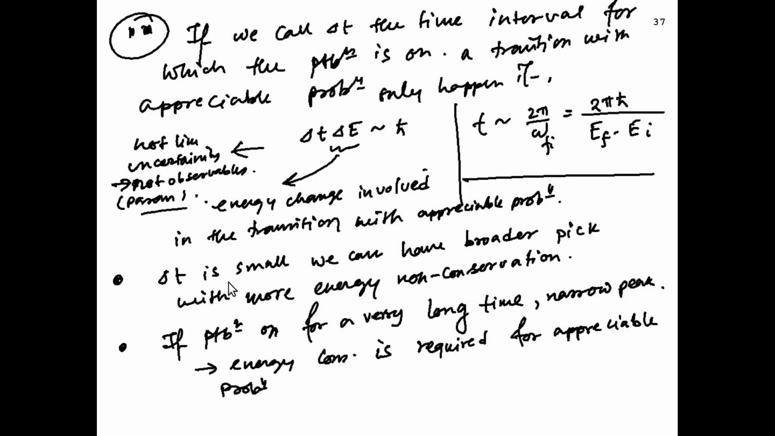Now, let's see what happens when delta t is super small. Then we can have a broader peak, which means more and more energy non-conservation, and vice versa. When delta t is longer, when you wait longer, then you have a smaller peak with no non-conservation. So that is the interpretation of this formula. And in our case, we estimate t by this; t satisfies this kind of relationship, analogous to the energy-time uncertainty.